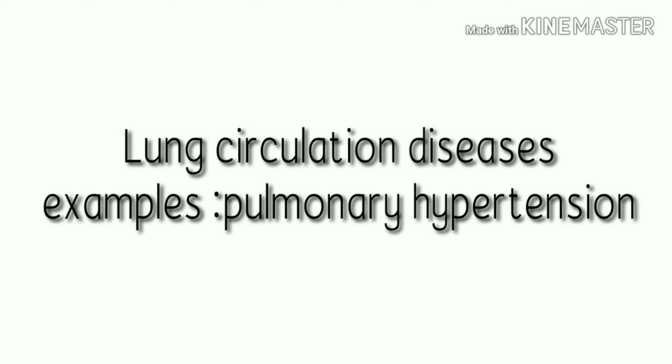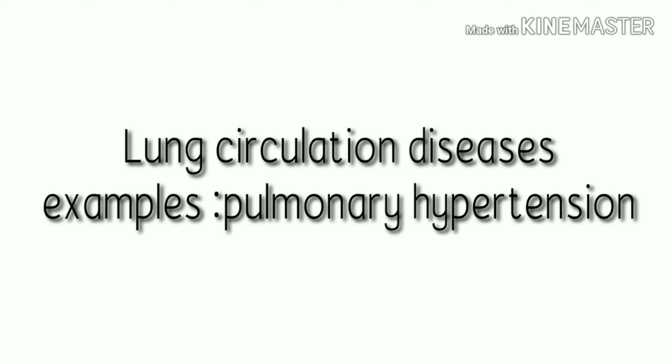The third type is lung circulation diseases. These diseases affect the blood vessels in the lungs. They are caused by clotting, scarring, or inflammation of blood vessels. They affect the ability of the lungs to take up oxygen and release carbon dioxide. These diseases may also affect heart function. An example of lung circulation disease is pulmonary hypertension. People with these conditions feel very short of breath when they exert themselves.